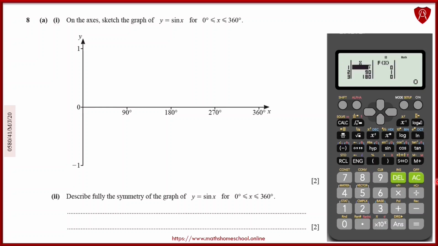Press equals. And here are the first 3 points, x, y pairs. 0, 0 is the first one, so we mark that on the graph. Then we have 90 and 1. It's an approximation because we do not have a scale. 180, 0, 270 and negative 1, 360 and 0. We now need to meticulously join these points in as smooth a curve as possible. Of course, we have an idea what a sine curve looks like. That's it for our sketch.